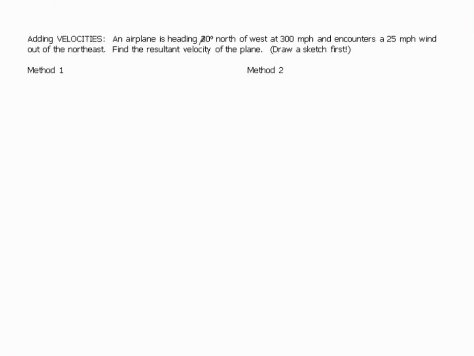First off, we have an airplane heading 30 degrees north of west. So I'm going to draw, here's north and south, and here is east and west. This is our basic map coordinates that we'll be using in this class. 30 degrees north of west at 300 miles per hour and encounters a 25 mile per hour wind out of the northeast. Find the resultant velocity of the plane, and there's a note here, draw a sketch first.